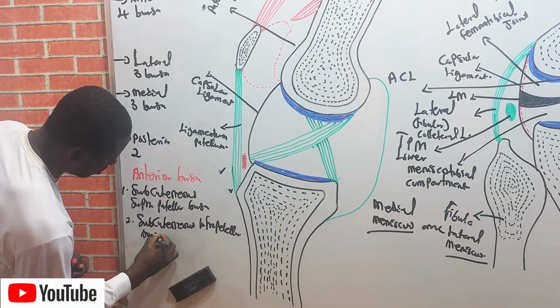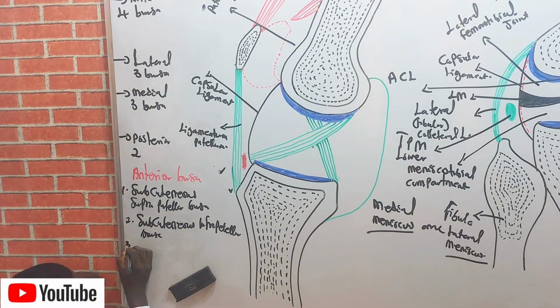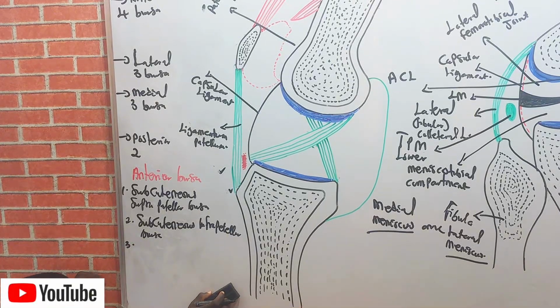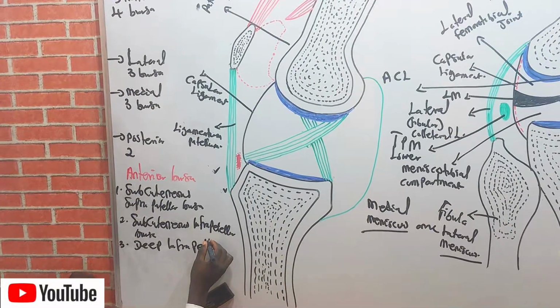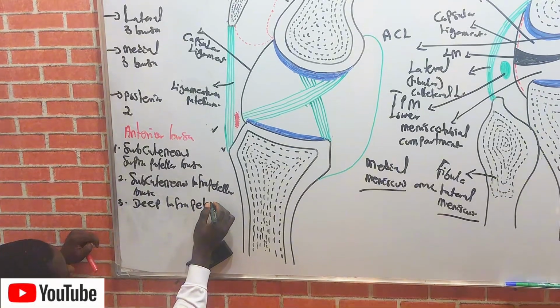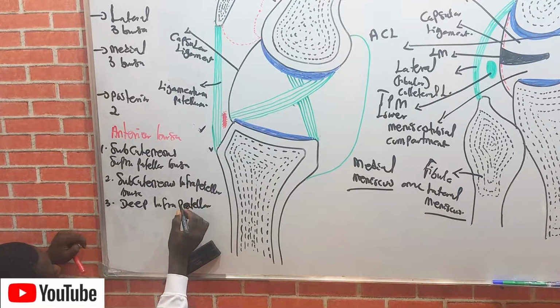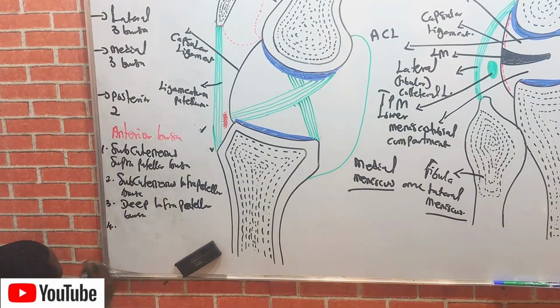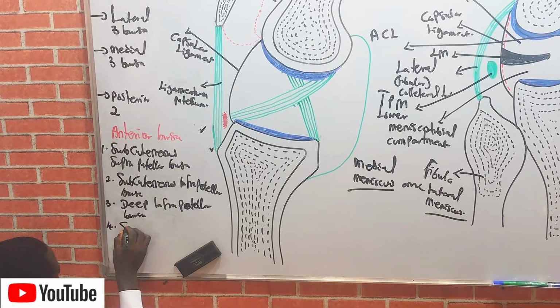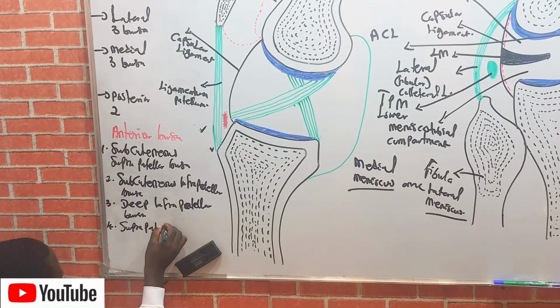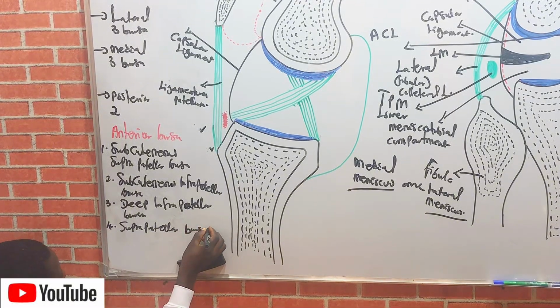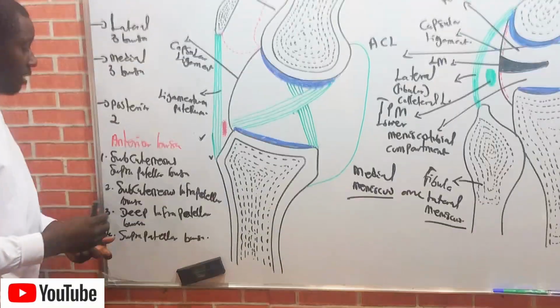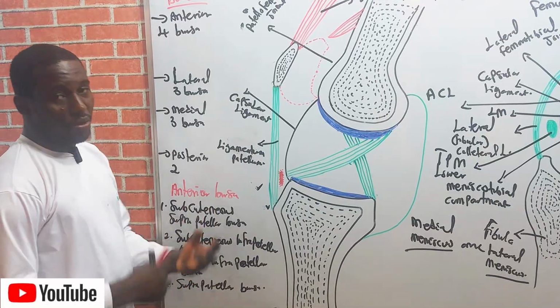Patellar bursa. Then number three, we have deep infrapatellar bursa. And number four, we have the suprapatellar bursa. Now, these are the anterior bursa of the what? Of the knee joint. Bursa helps in cushioning what?